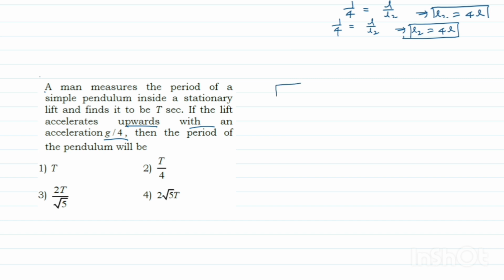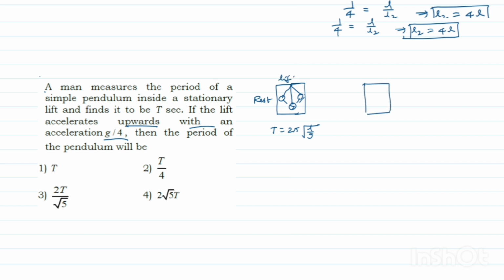So here the man is measuring inside the stationary lift. This time period is given as inside the stationary lift, when the simple pendulum is making oscillations at the rest position. He calculated the time period value as T equals 2 pi into root over L by g. Whereas in the next case, the lift is accelerating upwards.